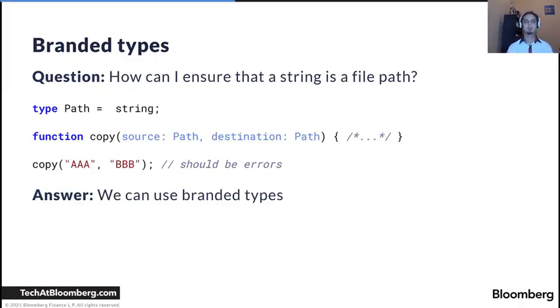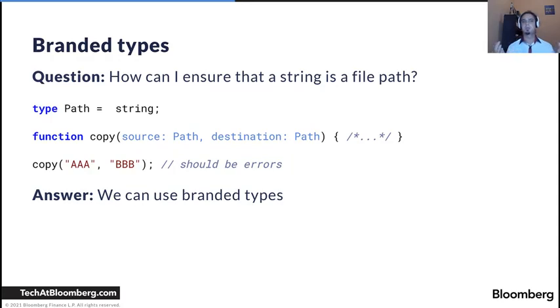Let's look at another application of intersections. So the question here is, how can we create a string that represents a file path in such a way that it's not easy to pass in any string to that type? Basically what we want to do is take something that is usually represented as a primitive type, string or number, and ensure that it's hard to create a string literal or a number literal that is compatible with this new type.